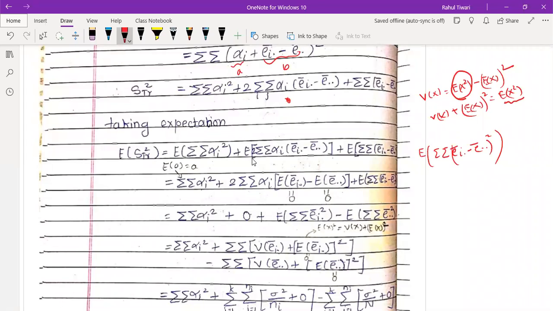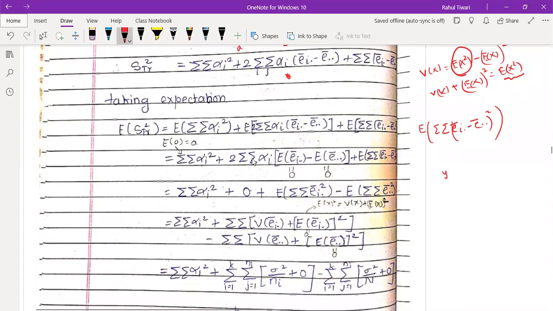So the same thing I am now trying to write in terms of this. Look here, this is what they have written. It is a standard result just now seen. What is the result? e i bar dot square minus e bar dot dot square. The middle term goes to 0, or it goes to 2 times what we just saw, y minus y bar. What is that? Summation y square minus N times y bar square.